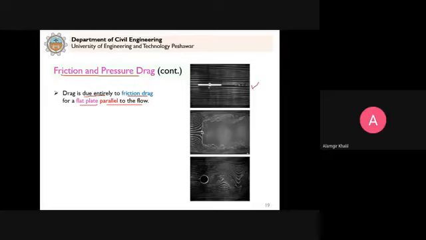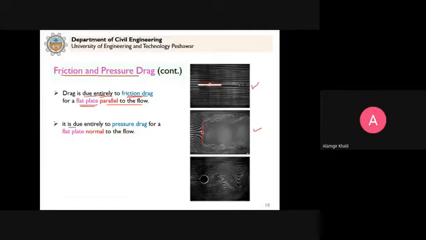It will have a width perpendicular to this plane. You can see here that on the top surface the friction is significant, similarly at the bottom. So that's why drag is due entirely to friction drag for a flat plate parallel to the flow. If this same plate is held perpendicular to the flow, you can see here this is now the plate.